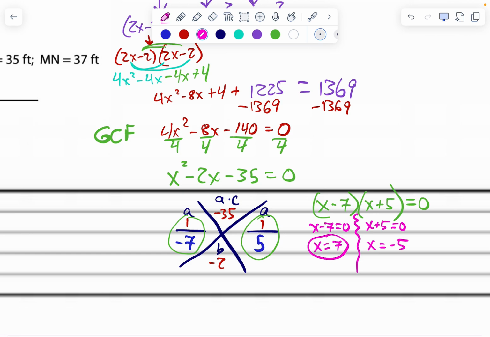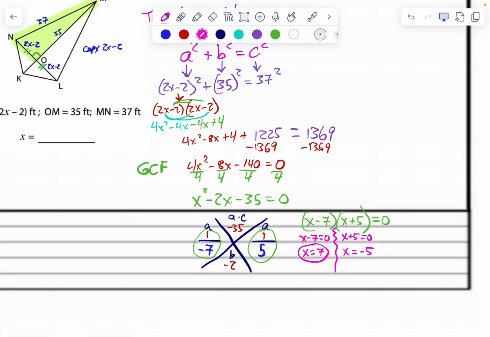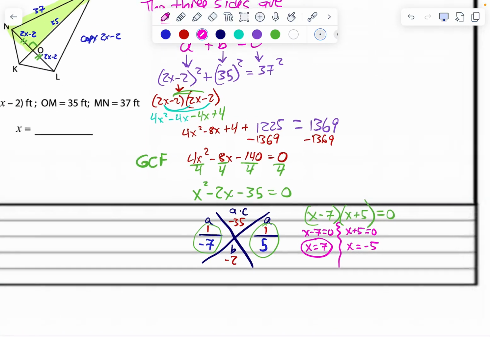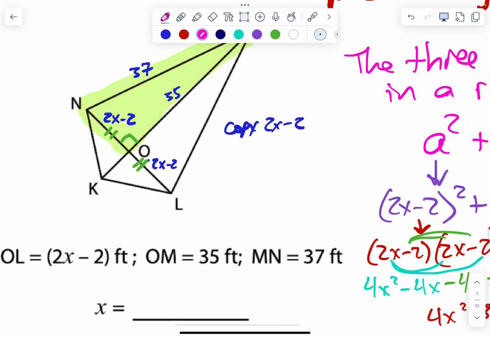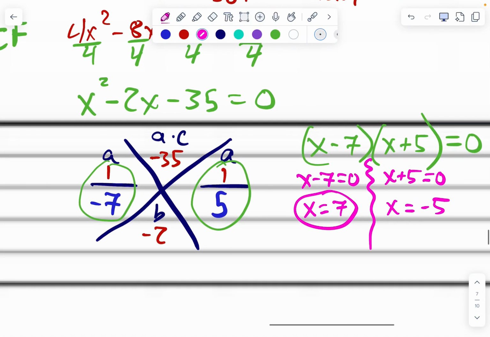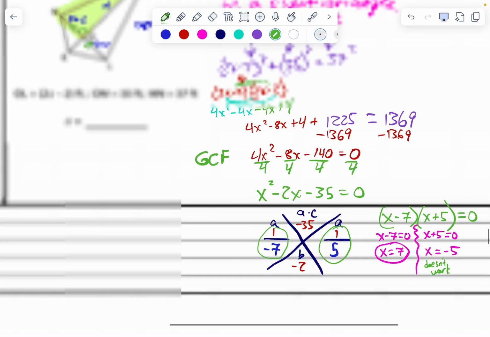Why am I not circling -5? Will a negative work up here if I plug -5 in for x? No, because it makes the side length negative. That doesn't work. Okay? So in this one, it can't be negative. I'm not saying it never can, but this one, I'm just going to actually not say it that way. Let's just say it doesn't work. Okay, so our answer is x equals 7 after all that work.